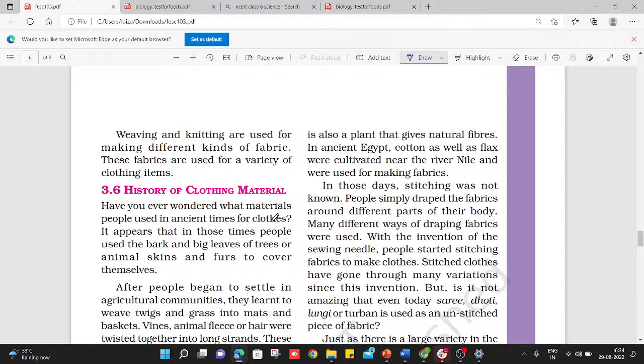Okay. Flax is also a plant that gives natural fibers. In ancient Egypt, cotton as well as flax were cultivated near the river Nile.